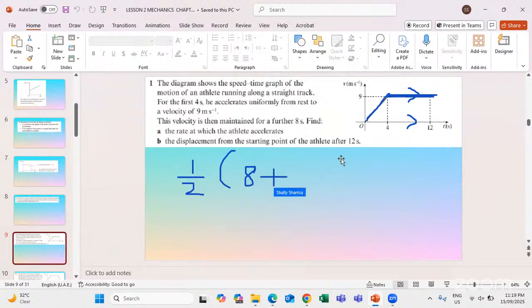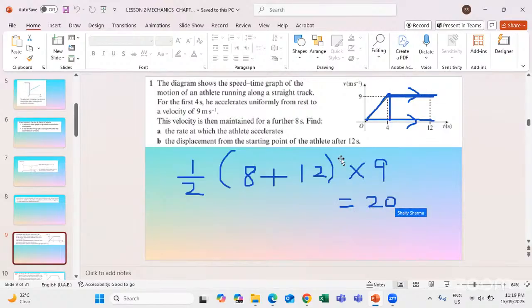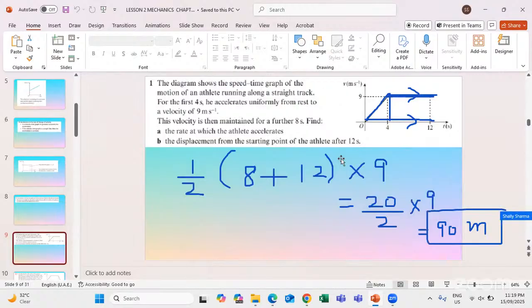Plus the lower side, the full thing, which is from 0 to 12. So 12 times the height, and height is how much? 9. So this is 20 divided by 2 multiplied by 9, and that will come out as 90 meters. Because this is the displacement, we will have to mention the unit as meters.